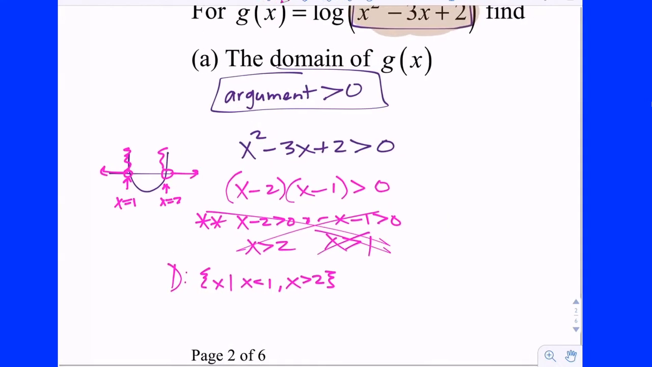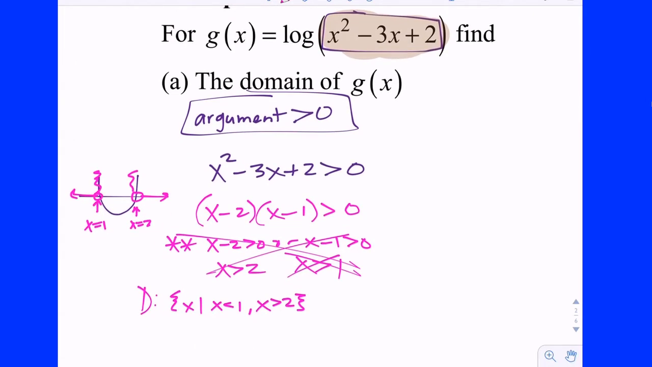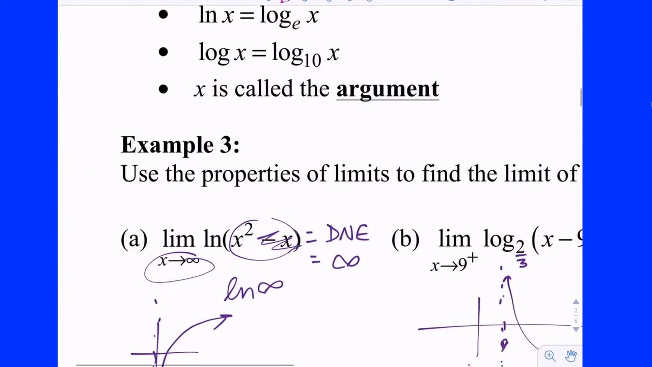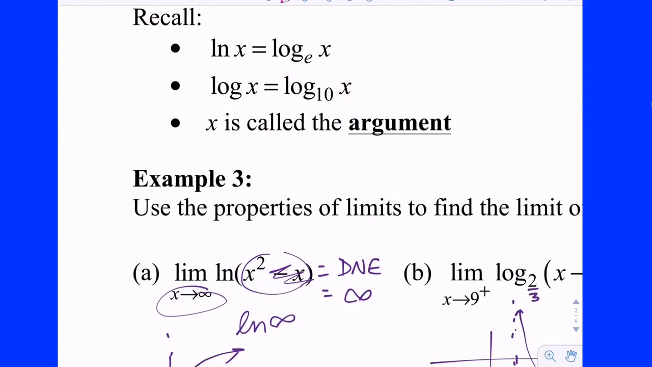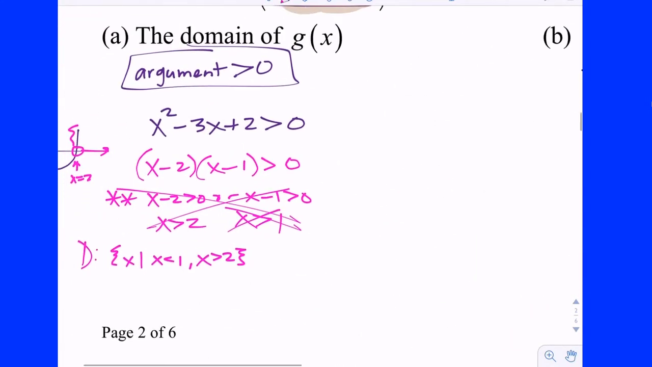All right, so what happens then when you plug in a 1 and a 2 up here? You're going to get log of what when you plug in a 1 or a 2? You're going to get log of 0. And what do you already say log of 0 is equal to? Log of 0 is equal to... No, I wrote it up there.